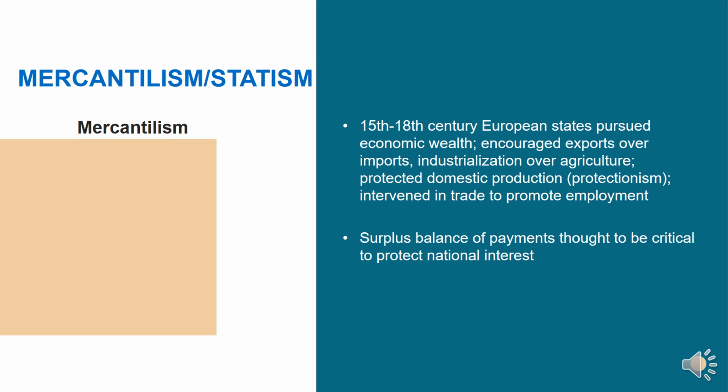Now we move to talk about mercantilism, statism, or colonialism. From the 15th until the 19th century, European states pursued economic wealth. They encouraged export over import, industrialization over agriculture, and protected domestic production, which they call protectionism. Even intervened in trade to promote employment. And what is the problem in formal capitalism? A surplus balance of payments should be critical to protect national interests.